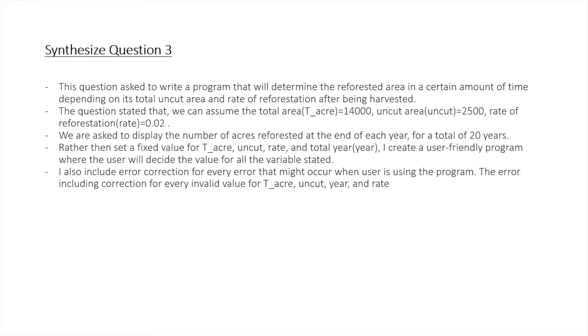Rather than set a fixed value for the total area, T underscore acre, uncut area, uncut, rate, and total year, I decide to create a user-friendly program where the user will decide the value for all the variables stated. I also include error correction for every error that might occur when the user is using the program, including correction for every invalid value for t_acre, uncut, years, and rate. I also add a feature where the user can choose whether to continue a new calculation or to end the program.